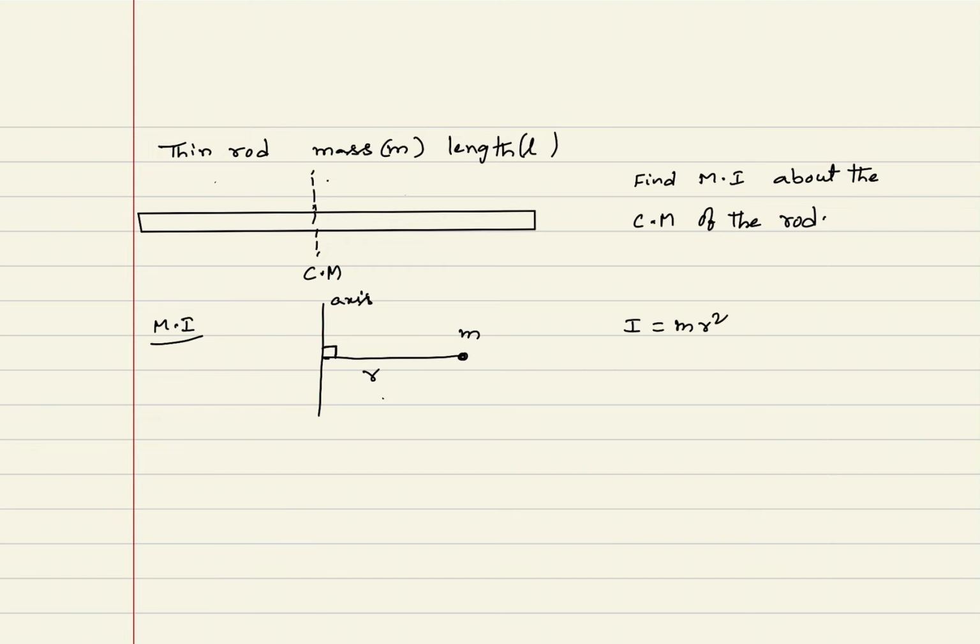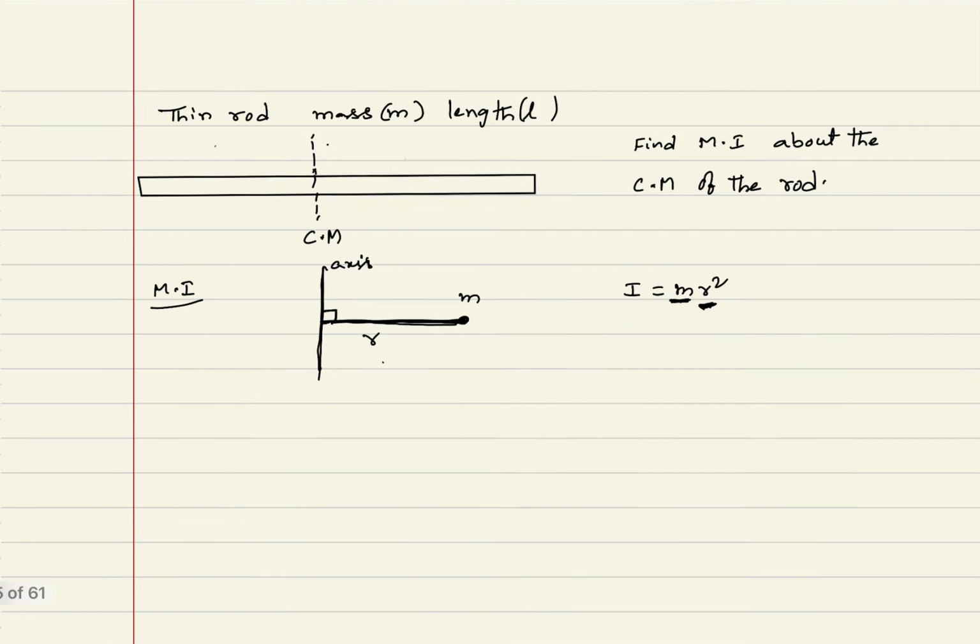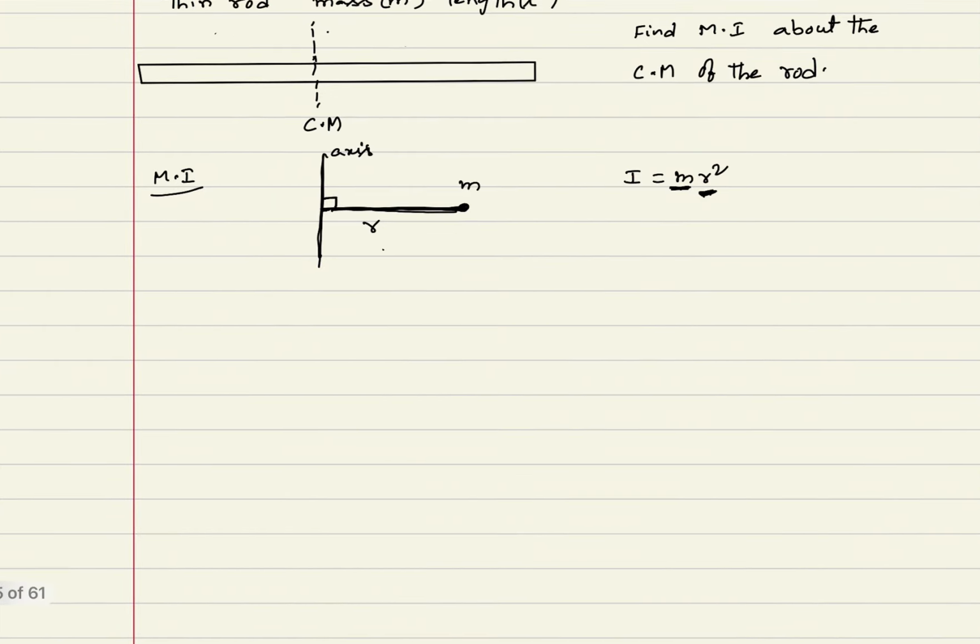We can see here that the moment of inertia of this particle depends on the mass of the particle and the square of the distance. The square of the distance is nothing but how this mass is distributed around the axis. Moment of inertia depends upon the mass as well as the mass distribution. Same logic you apply for a rigid body also.